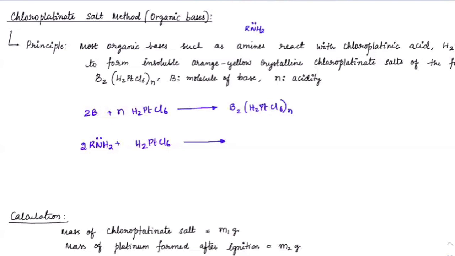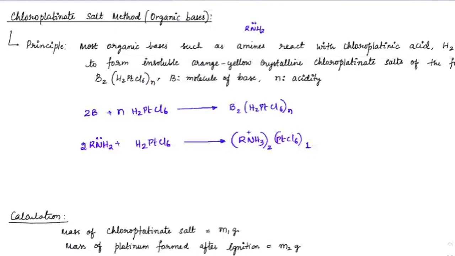So what will be the salt that is formed? RNH3 plus twice and PtCl6 1, right? Because I will take only 1 mole of that. So this is the same representation here. Like that, if an organic compound has lot of NH2s, then I'll take N moles of that. I guess that is clear, right?